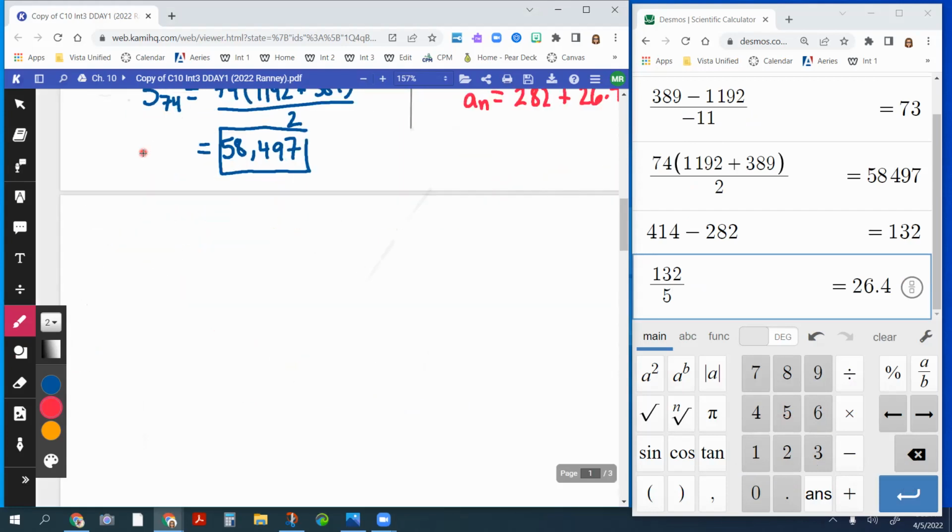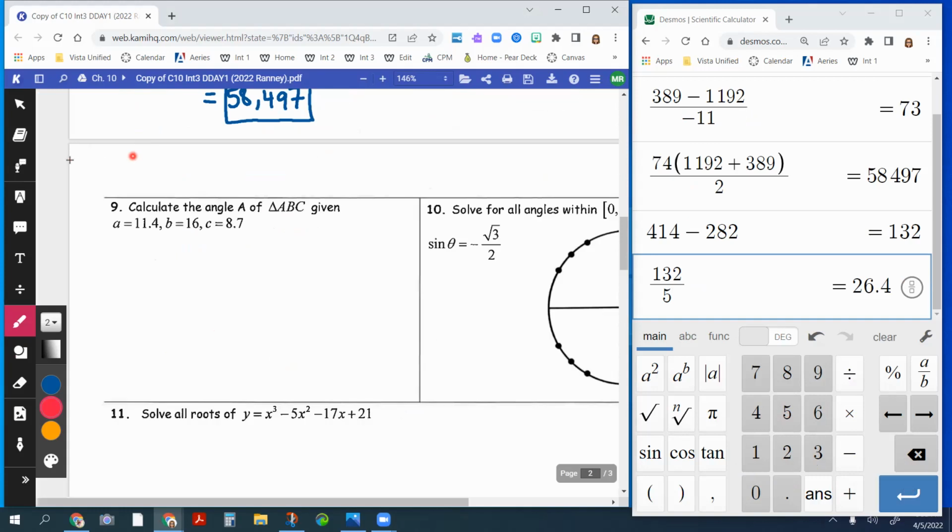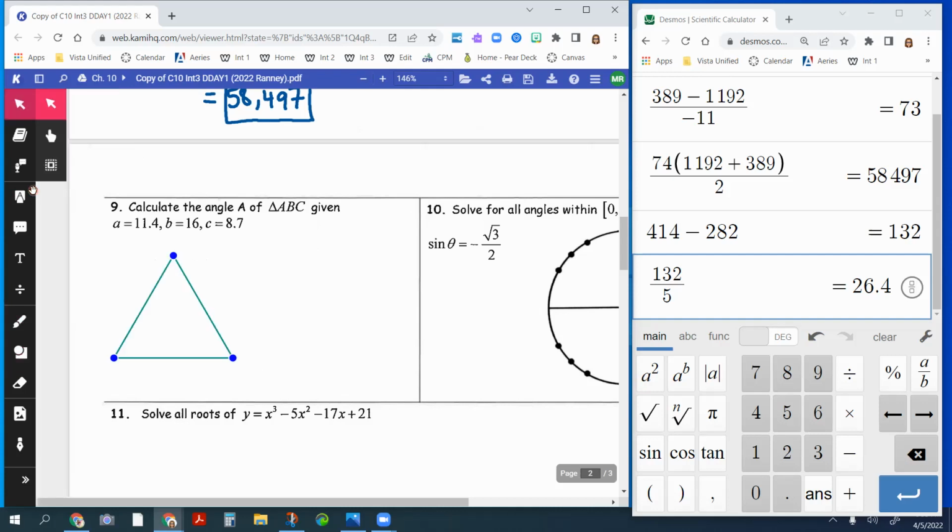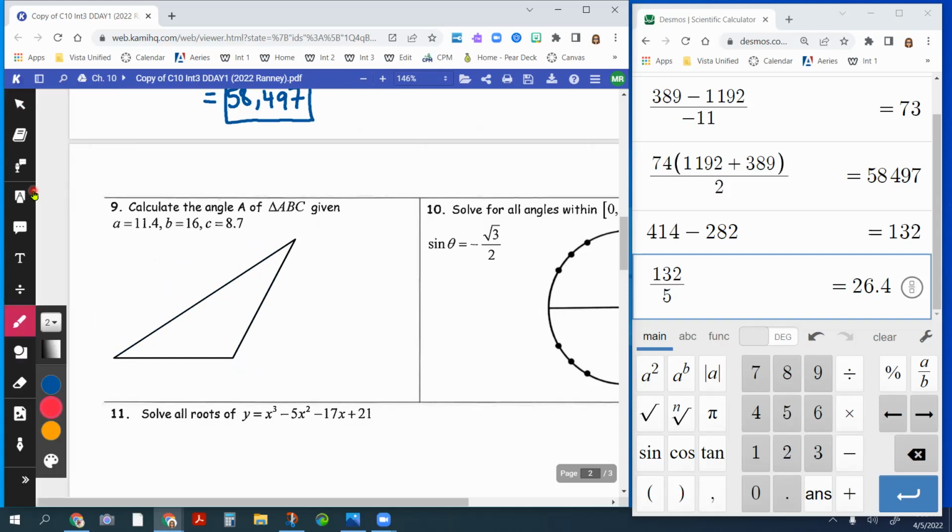On number 9, when we're dealing with this, we've got a triangle, okay? So let me just insert a triangle, and I'm just going to adjust it. It's not any special triangle. So in this triangle, let's say this is 16, because that looks like the longer side. Let's say this is 11.4, and let's say that this is 8.7.